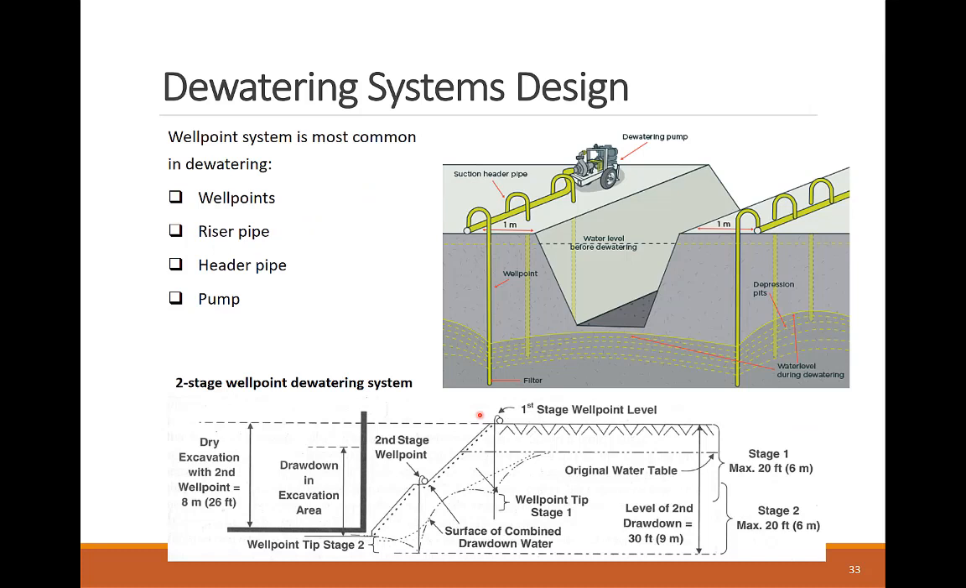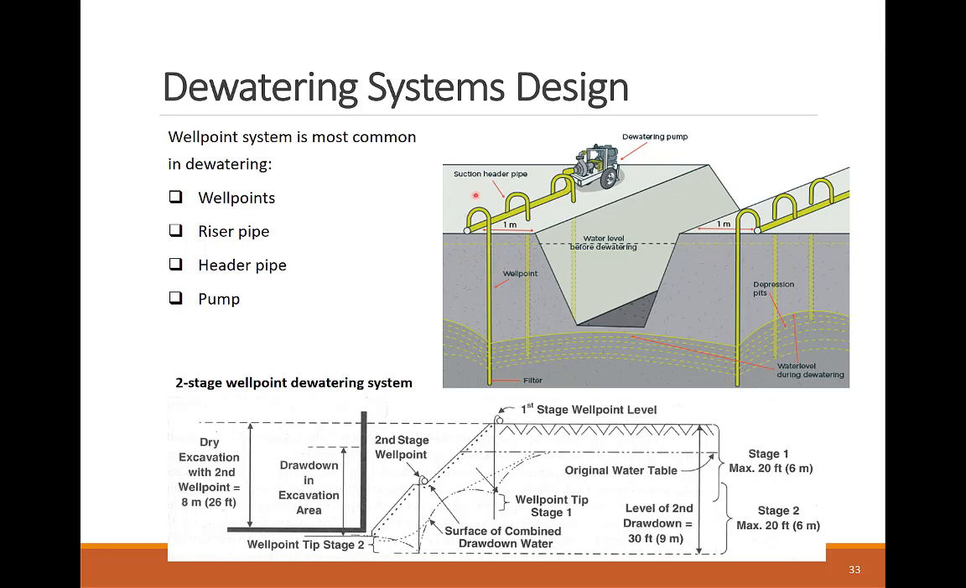Dewatering is commonly done with the help of well point systems. The system is composed of 1, the well points that are drilled at around 5 feet spacing around the excavation area, 2, a riser, a perforated pipe that's dropped in each well point, 3, suction header pipes that collect the water from a group of well point risers, and 4, the dewatering pump.